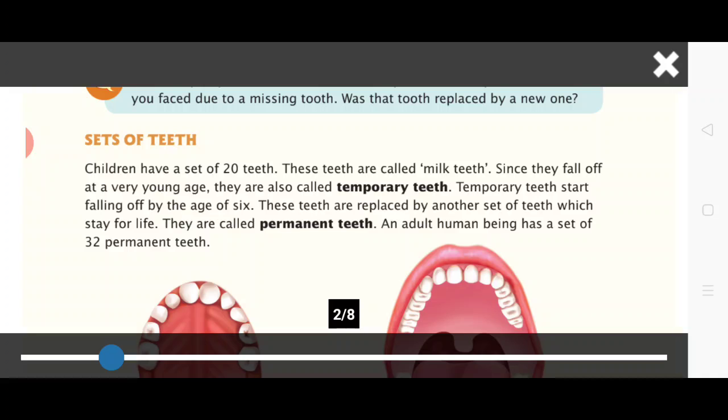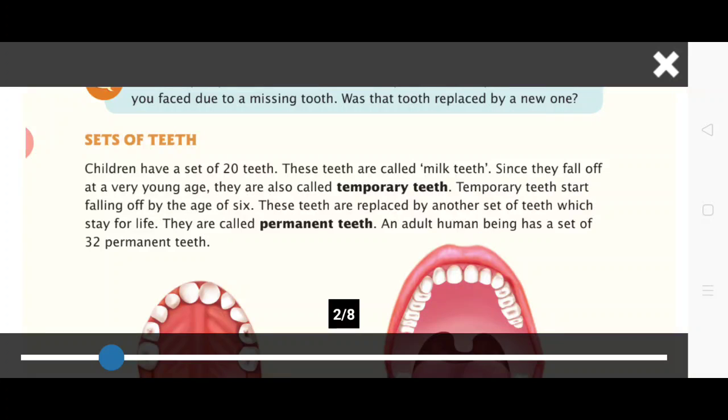So the children have 20 teeth and a new set of teeth begin to grow through our gums from about 6 years of age. These new set of teeth pushes out the milk teeth as they grow into our mouth and would continue growing into our mouth till the age of 18 to 25 years.